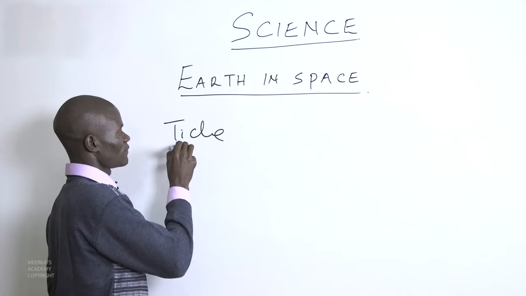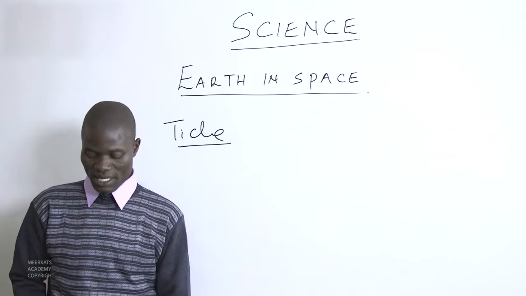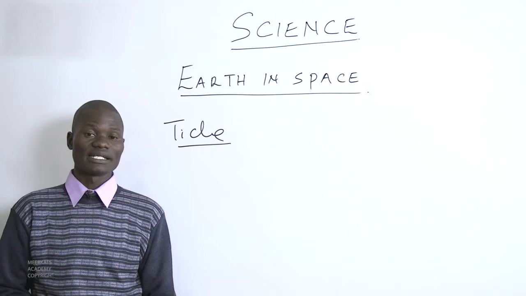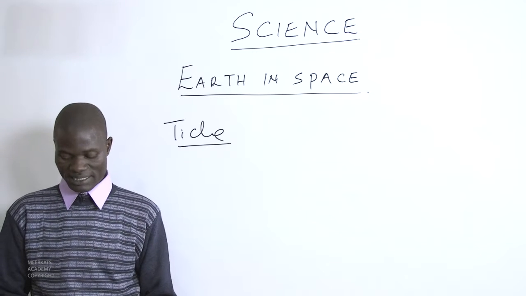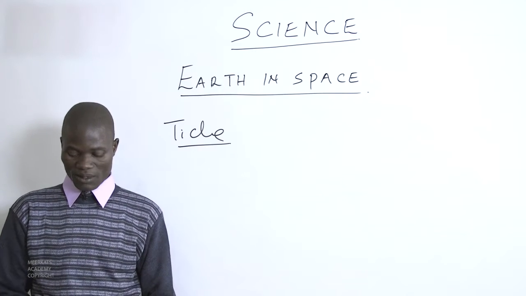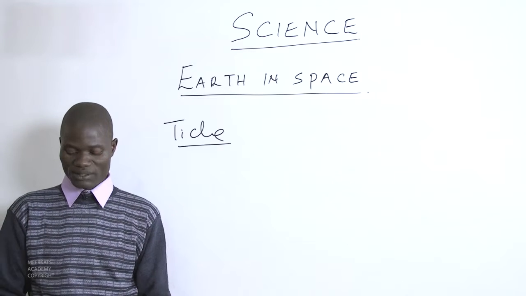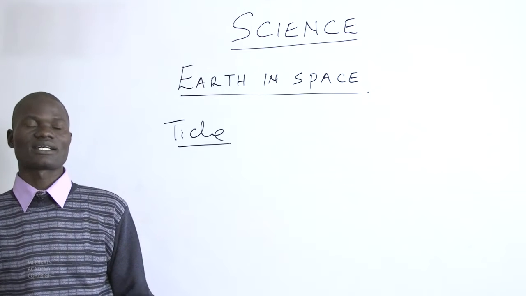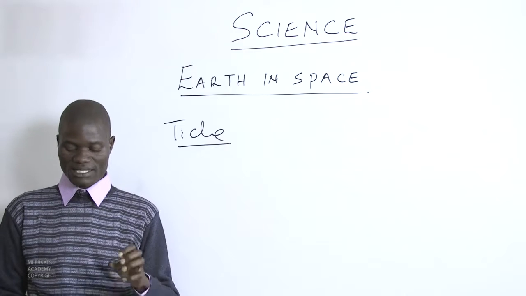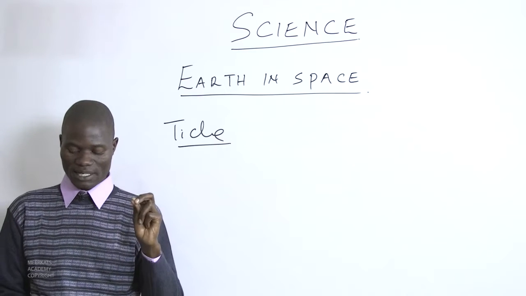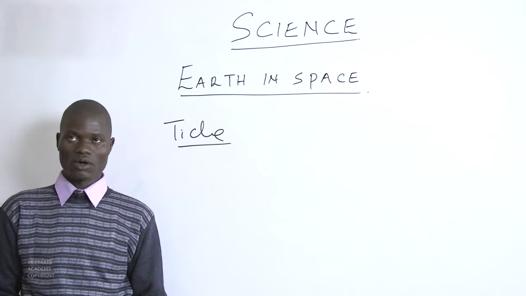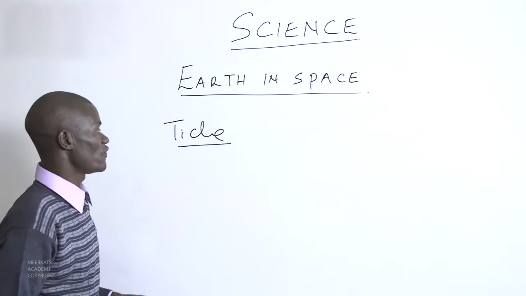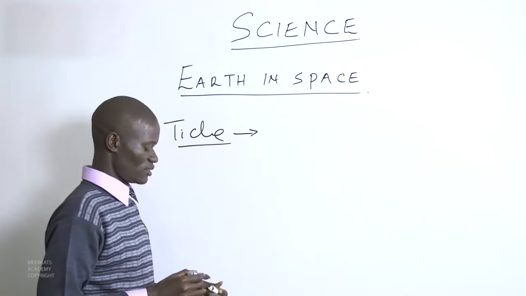What is a tide then? A tide is a periodic rise and fall of water level in the ocean, or it can also happen in the sea. This occurs when the moon and the sun exert a gravitational pull on the water bodies around the Earth. That is where we find the tide being formed.